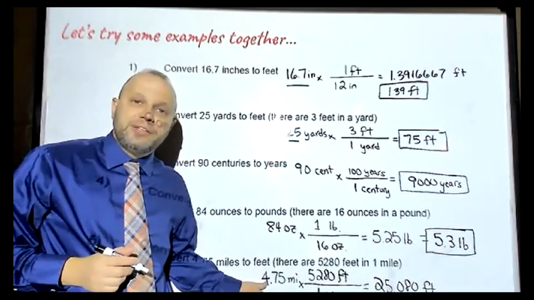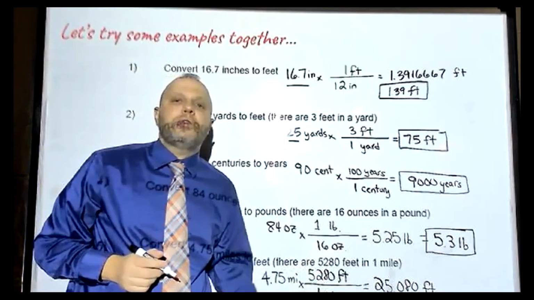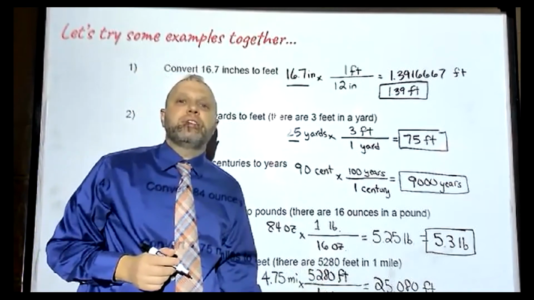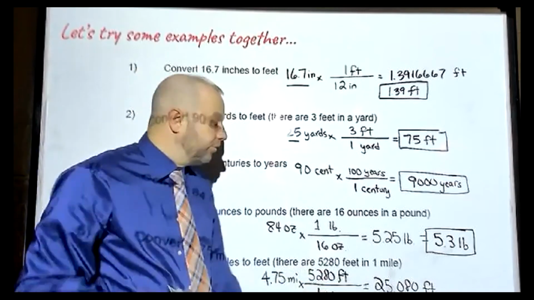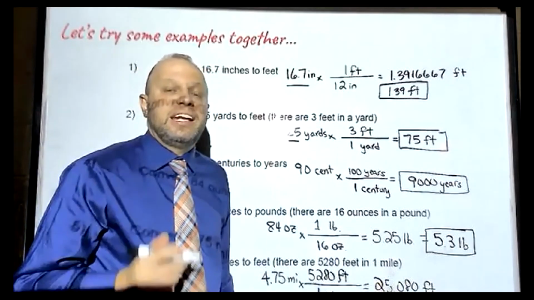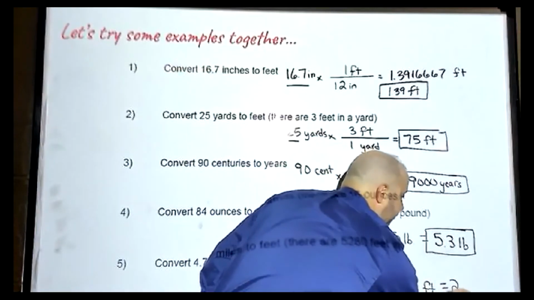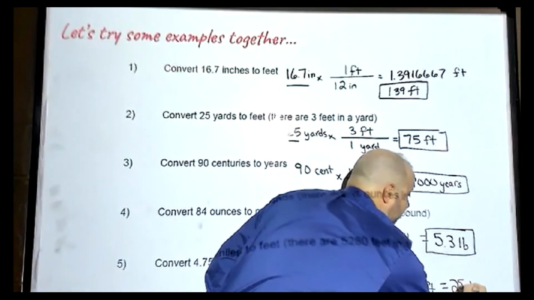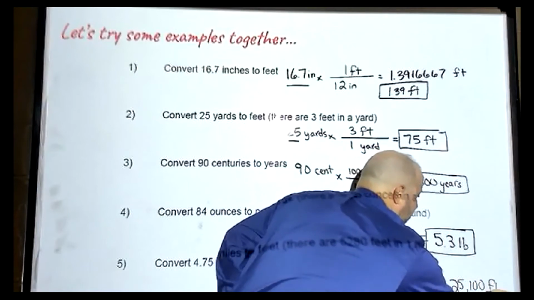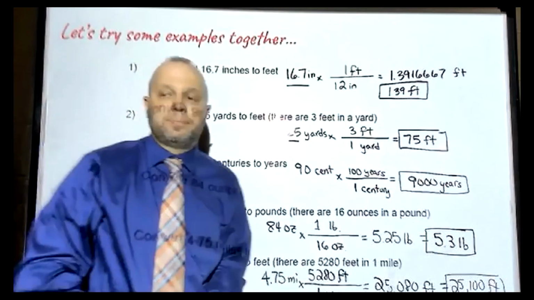Notice we have 3 significant figures here, so we need to round our answer so that it has 3 significant figures. Currently it has 4 significant figures: 1, 2, 3, 4. We're going to round that so that it has just 3 significant figures. So this is going to end up being 25,100 feet.